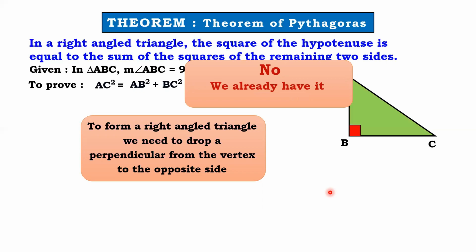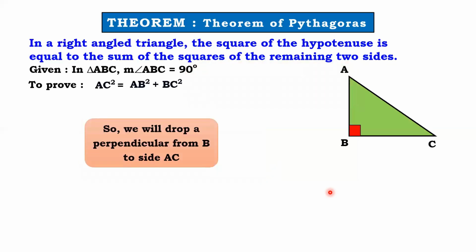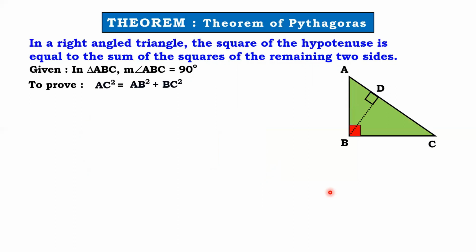AB is one perpendicular and CB is another perpendicular. They are perpendicular to each other. So the third vertex which is left is vertex B. So from B we can drop a perpendicular to side AC. So now we have drawn BD perpendicular to side AC. So this is what we have done as construction.